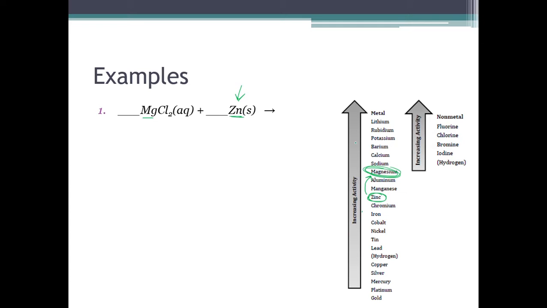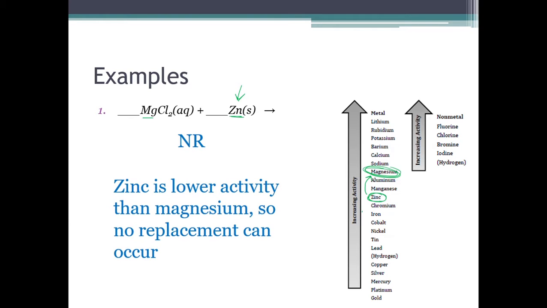And it can't do it. Lower activity elements cannot replace higher activity elements, so this will not occur. And we can just write no reaction. We don't have to try and figure out our products. We can just say this reaction will not occur because zinc is lower activity than magnesium, so no replacement can occur.